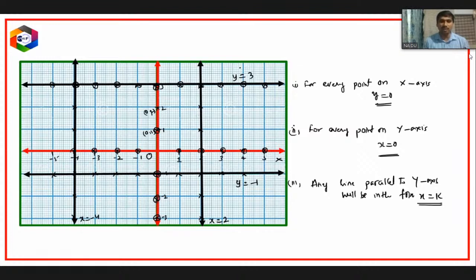So here y equals 3 is fixed. So this is considered as the equation of this line. And here y equals -1 is constant for every point on this line. So y equals -1 is called the equation of this particular line.